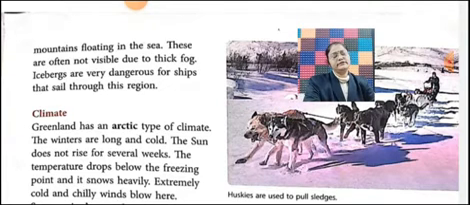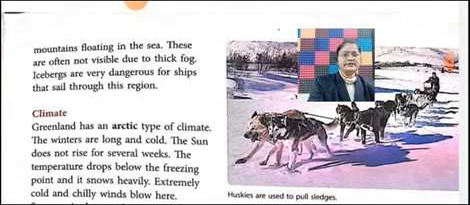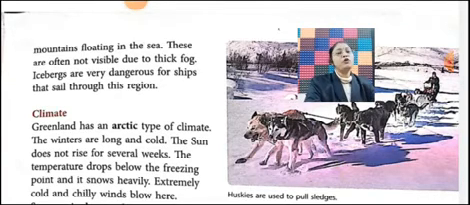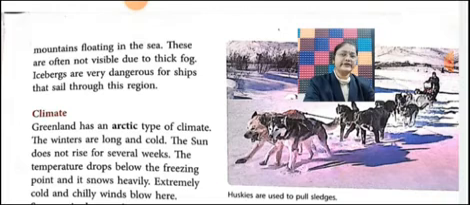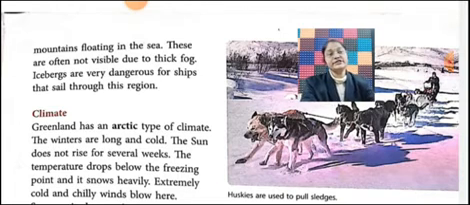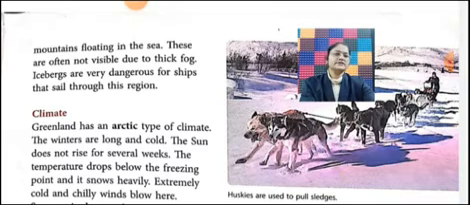Mountain floating in the sea. ऐसा लगता है mountain sea में float हो गया है, बर्फ का पहाड़ दिखता है. These are often not visible due to thick fog. Fog के कारण ये visible नहीं होता. Icebergs are very dangerous for ships that sail through this region. जब इस region से ship आ रही है, that time icebergs are very dangerous for ships.